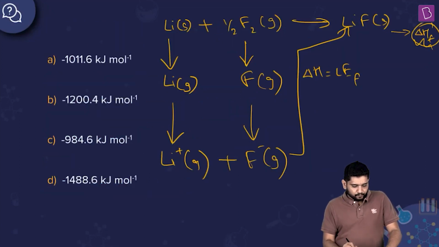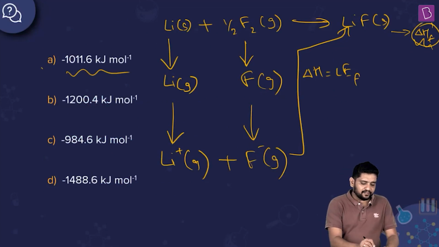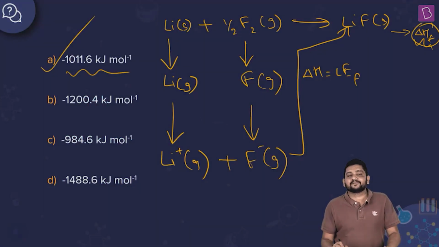Let's see. Yeah, I'm seeing 1011.6 as the first option itself. So this is our lattice formation enthalpy for LiF, which is obviously option A.